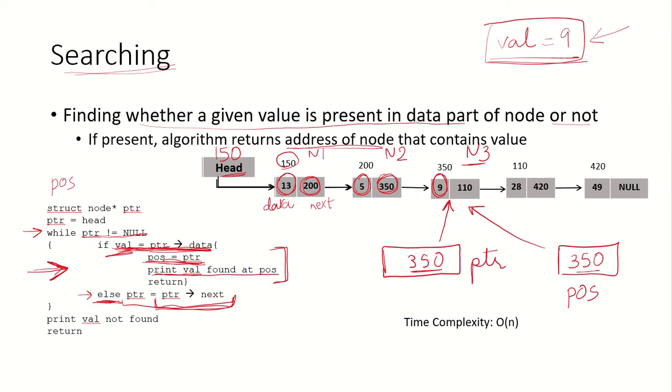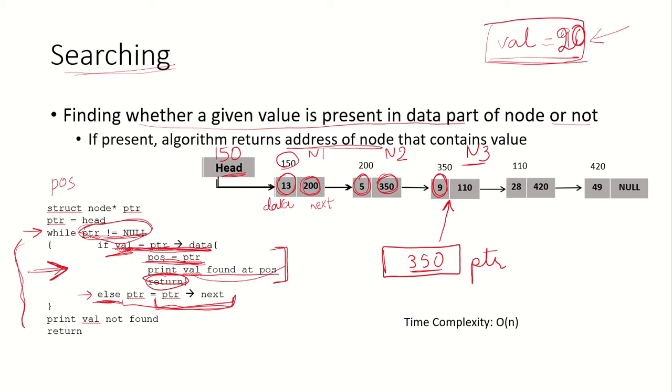Now there could be a case where we visit all the nodes and we are unable to find the value that we were looking for. Suppose we were looking for a value 20. In that case, we would be visiting all the nodes till the time our PTR becomes null, and still we are not able to find that value. In that case, we will be out of this loop without returning any value of the position, and we will simply say that the value was not found.